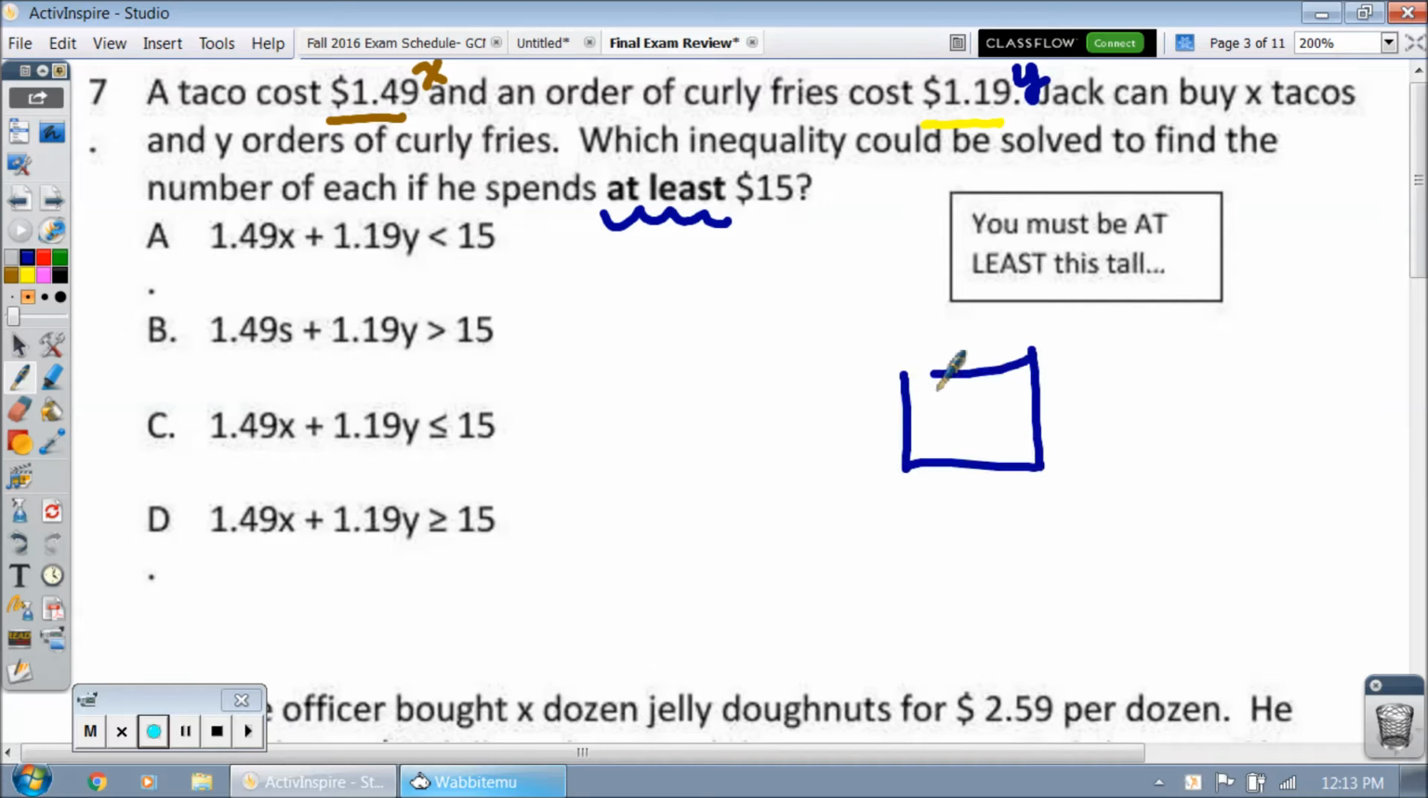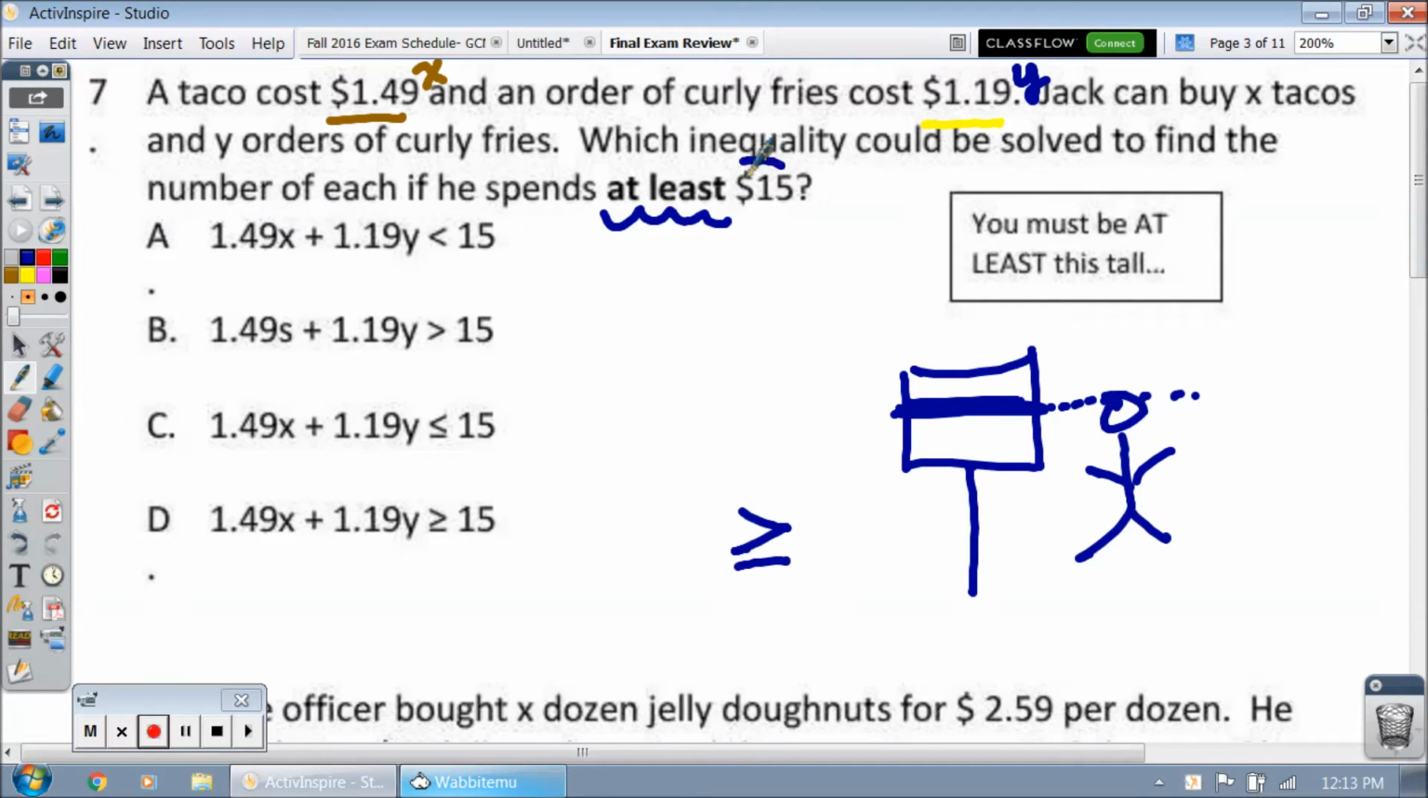So if you're not sure what at least means, again, remember, pretend like this is a sign and there's a little line and it says you must be at least this tall to ride the rides. That means you can be equal to it or you could be greater than. So we need to be greater than or equal to 15. So whatever he decides to do has to be greater than or equal. This is what he's doing over here.